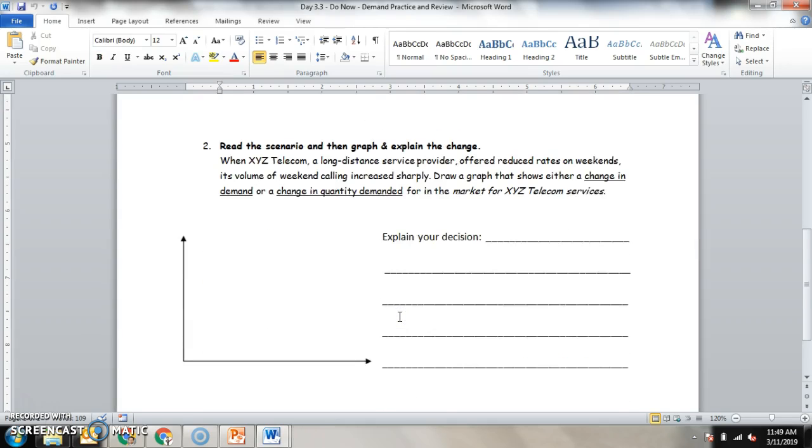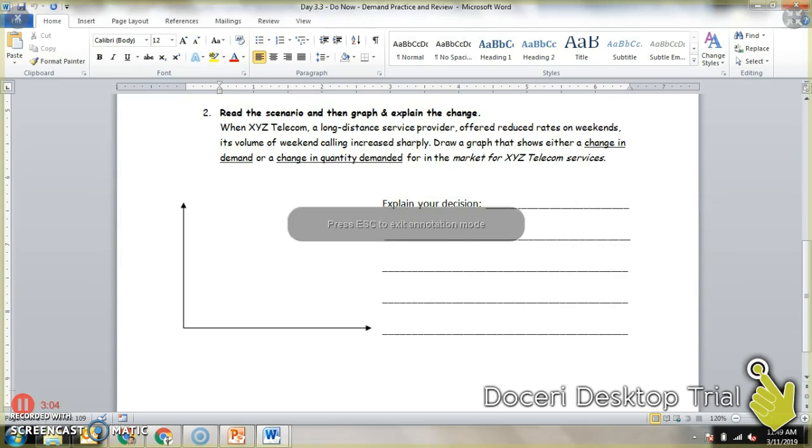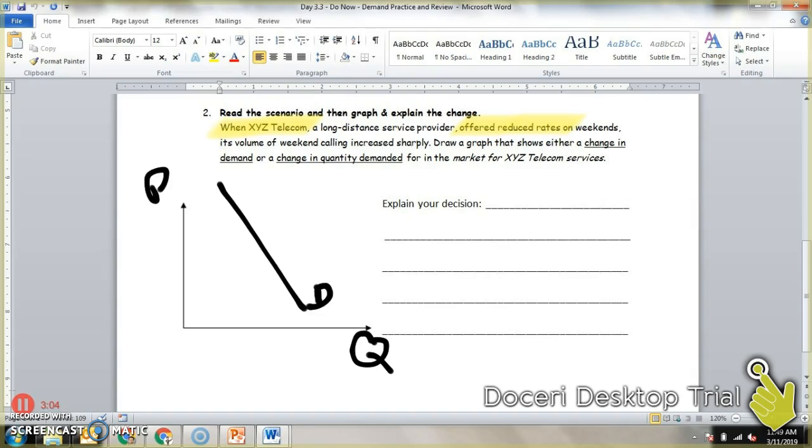The second problem for the do now, there's only one product here, XYZ Telecom. They offer reduced rates. That's another way of saying that they dropped their prices. So we can take that information, we can draw our demand curve, and we're not working with multiple products. We just have one product, so this is a change in quantity demanded.